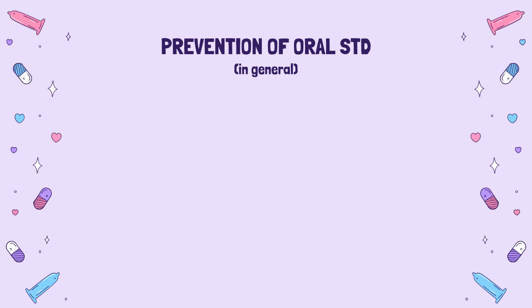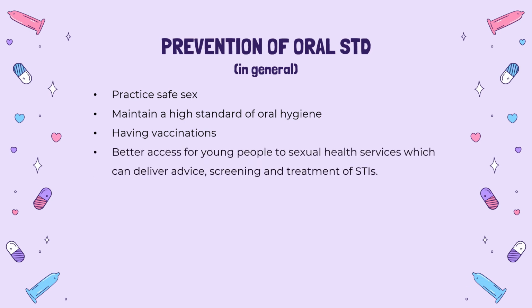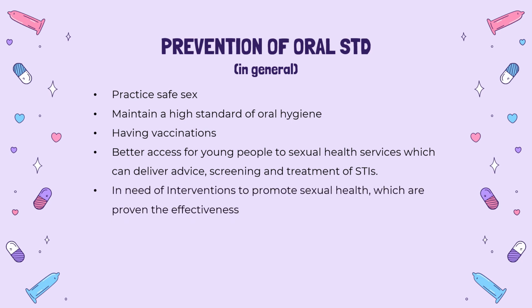These are the preventions of oral STD in general. Firstly, it is important to practice safe sex, including safe oral sex. Maintain a high standard of oral hygiene, which can reduce the risk of developing any type of sore or infection in the mouth. Have vaccinations to protect against some infections. Get better access for young people to sexual health services, which can deliver advice, screening, and treatment of STIs. There is a need for interventions to promote sexual health that are proven effective.